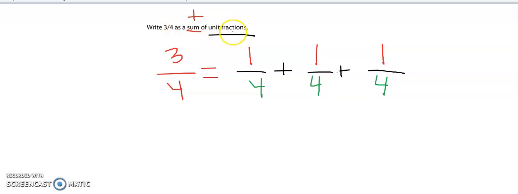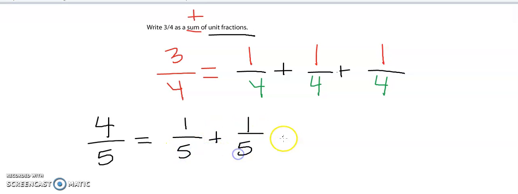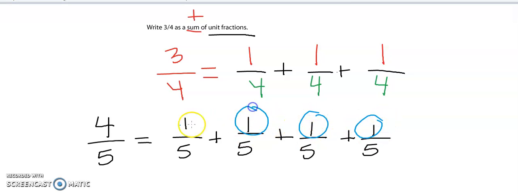Okay, and there are other ways that we can practice. Another one here, let's do 4/5. 4/5 is 1/5 plus 1/5 plus 1/5 plus 1/5. If we look here, my denominator stays the same, all 5s, and my unit fraction numerator is 1: 1, 2, 3, 4.